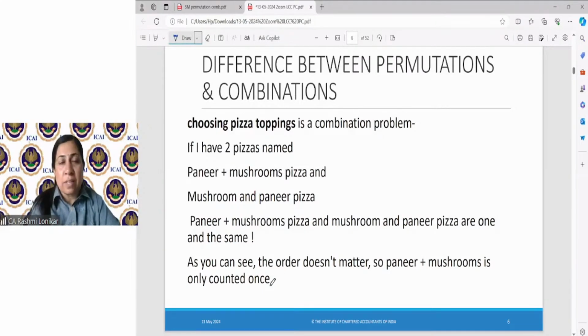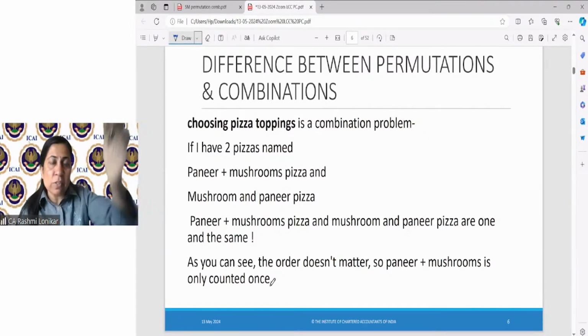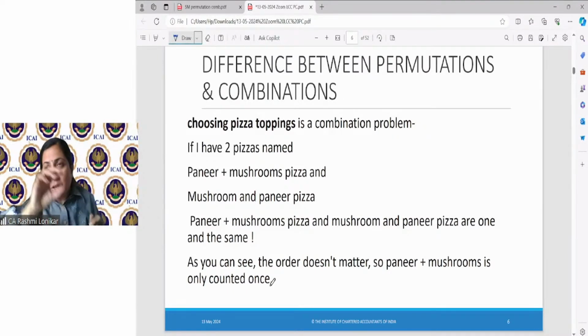Okay, if I say paneer and mushroom and mushroom and paneer, they are not going to make a difference. In the menu card, you will see that as one only. Okay, you will not see paneer and mushroom pizza 500 rupees, mushroom and paneer pizza 500. They will not do it that way. They just write it only once.